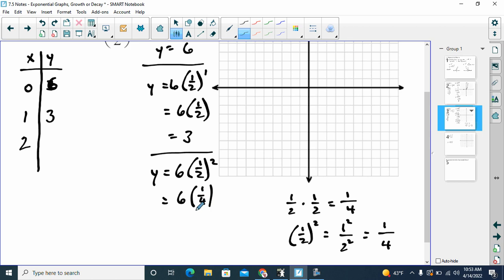6 times 1/4. 6 times 1 over 4. 6 is the same as 6 over 1. Multiply across. 6 times 1 is 6. 1 times 4 is 4. So I get 6 over 4. I can divide the top and the bottom by 2. Gives me 3 over 2. We can write it as 3 over 2. 3 over 2 might be a little more difficult to graph because we might not conceptually see where that's at. 3 over 2, remember, is the same thing as 1 and 1/2 or 1.5. That might be a little easier to graph as 1.5.